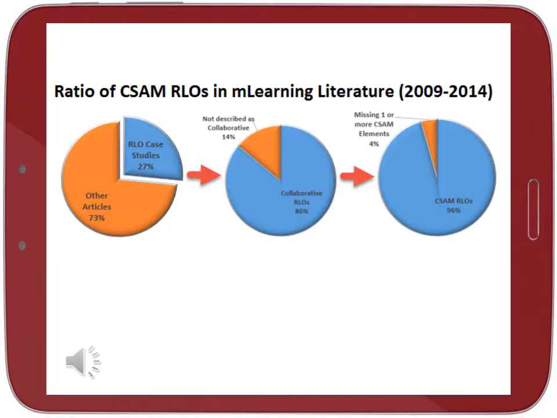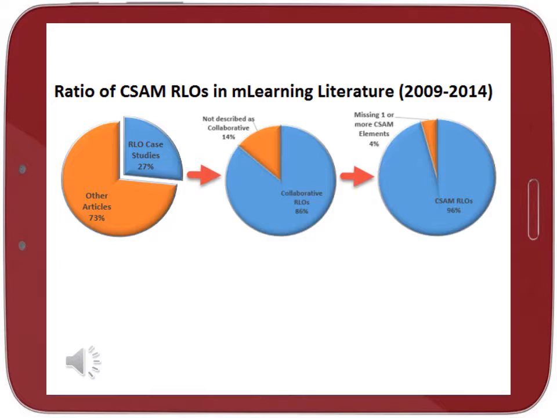One of the first things that I did was to quantify the prevalence of CSAM strategies in recent mobile learning literature. I looked at 403 articles and chapters for mobile learning publications over the 5-year period from 2009 to 2014. Those included some of the prominent textbooks that have been released, such as the Handbook of Mobile Learning, as well as the first 5 volumes of the International Journal of Mobile and Blended Learning and the proceedings of the mLearn conference series.